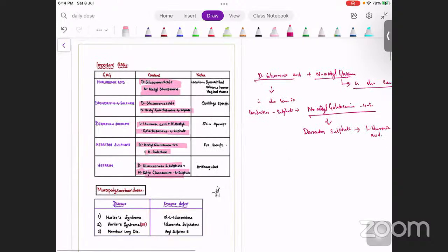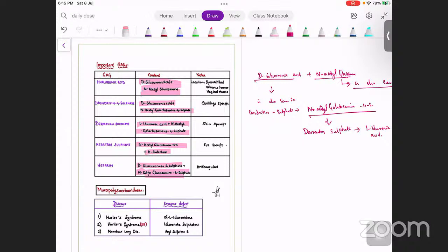Okay, hyaluronic acid, D-glucuronic acid plus N-acetyl glucosamine. The D-glucuronic acid is common in hyaluronic acid and your chondroitin sulfate. So what's the different structure? N-acetyl galactosamine 4-sulfate is the different structure in the chondroitin sulfate. That N-acetyl galactosamine 4-sulfate is also common in the dermatan sulfate, except the content is L-iduronic acid, which you may see in the dermatan sulfate, while D-glucuronic acid you may see in the hyaluronic acid. Okay, apart from that, N-acetyl glucosamine is also seen in keratan sulfate, where the difference is D-galactose.